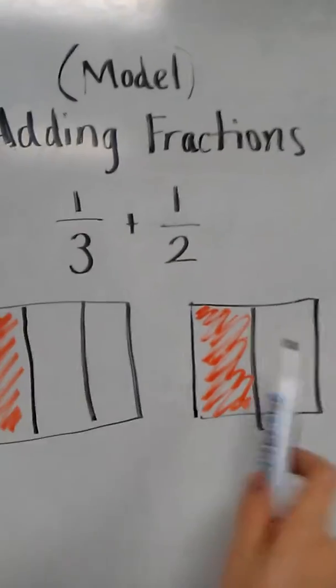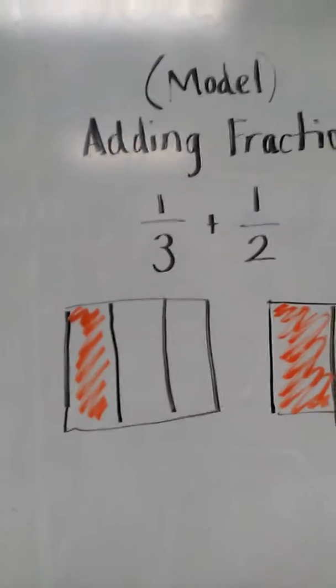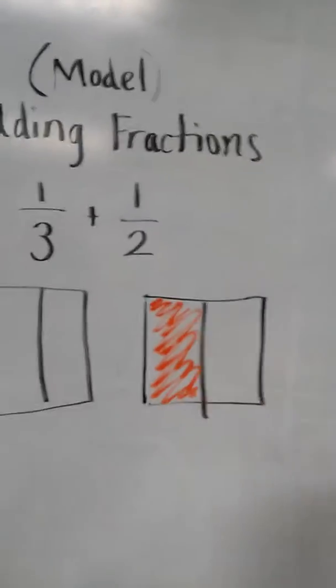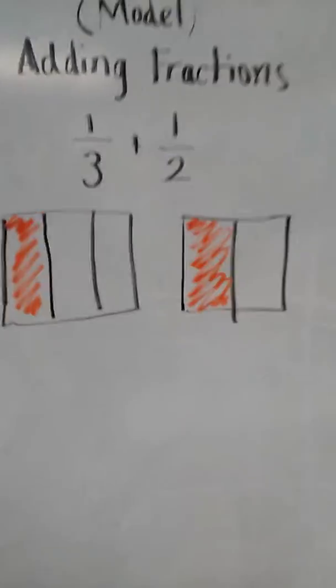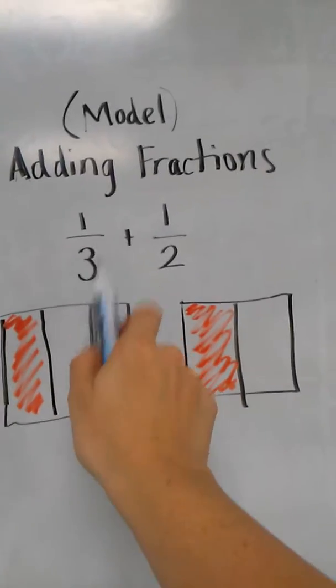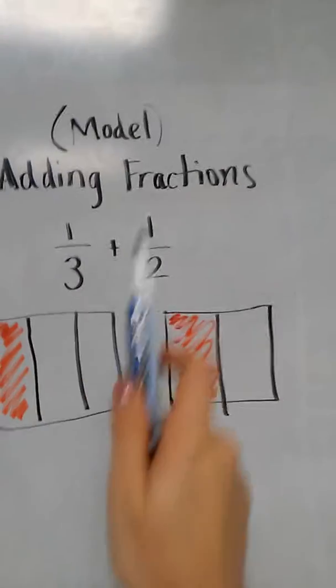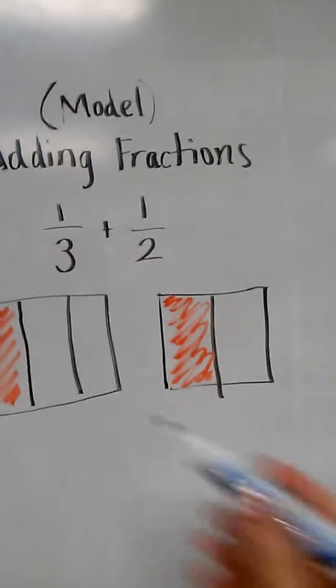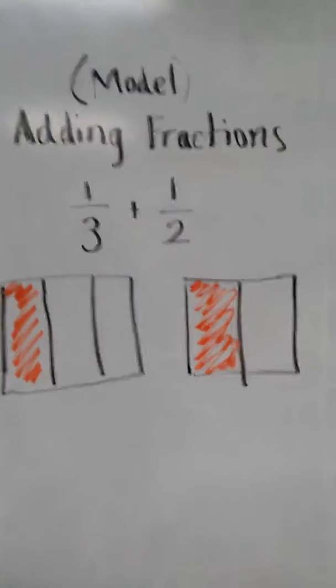Okay, so the next thing is I want to divide both of these up so that they are the same units. This is in thirds, this is in halves. In order to do that, I look at my denominators and I think about what the lowest common multiple for those two numbers are. And I know that the 3 would be like 3, 6, 9, 12, so on. 2 would be 2, 4, 6, and 3 and 2 have 6 in common.